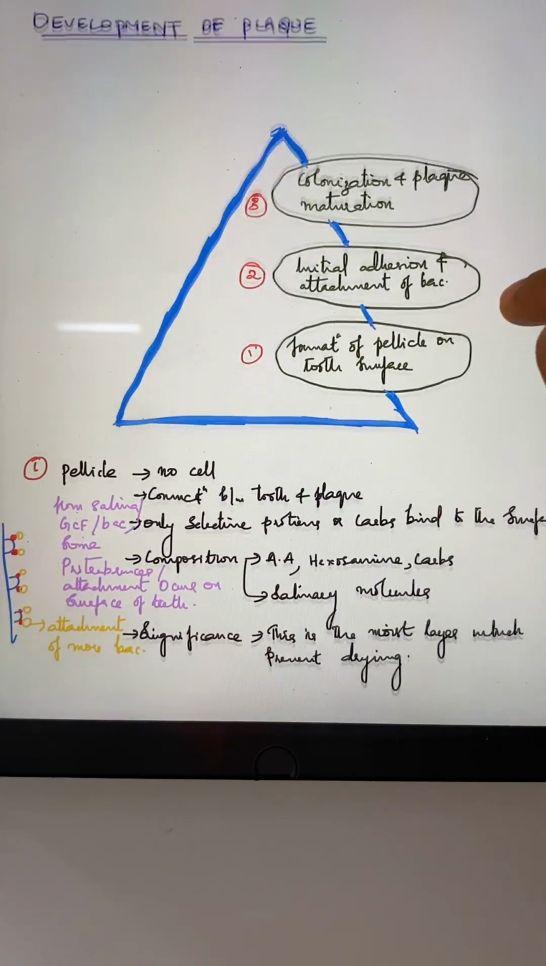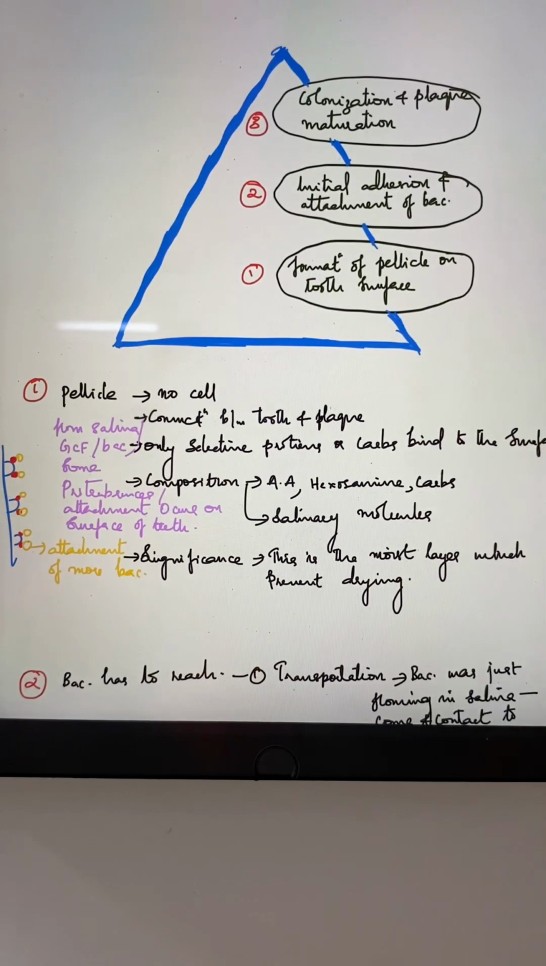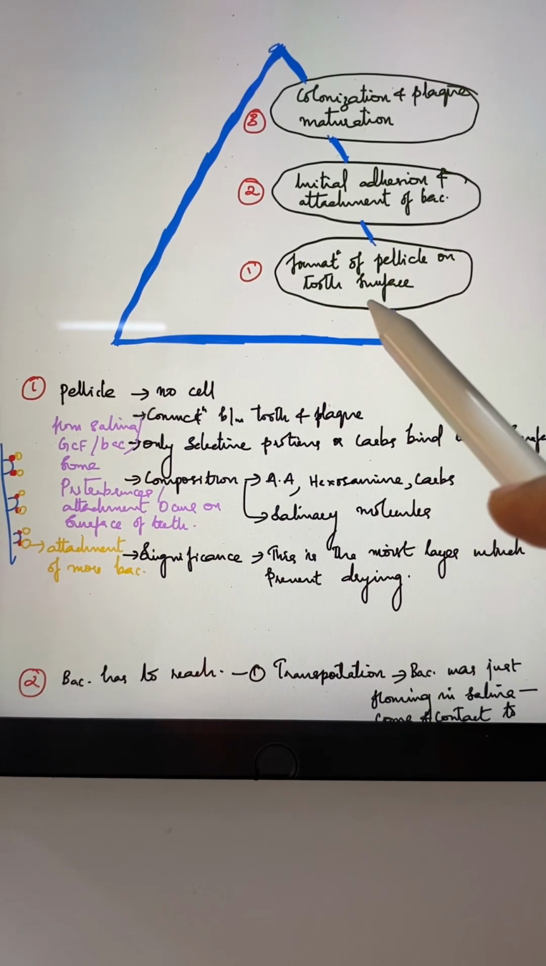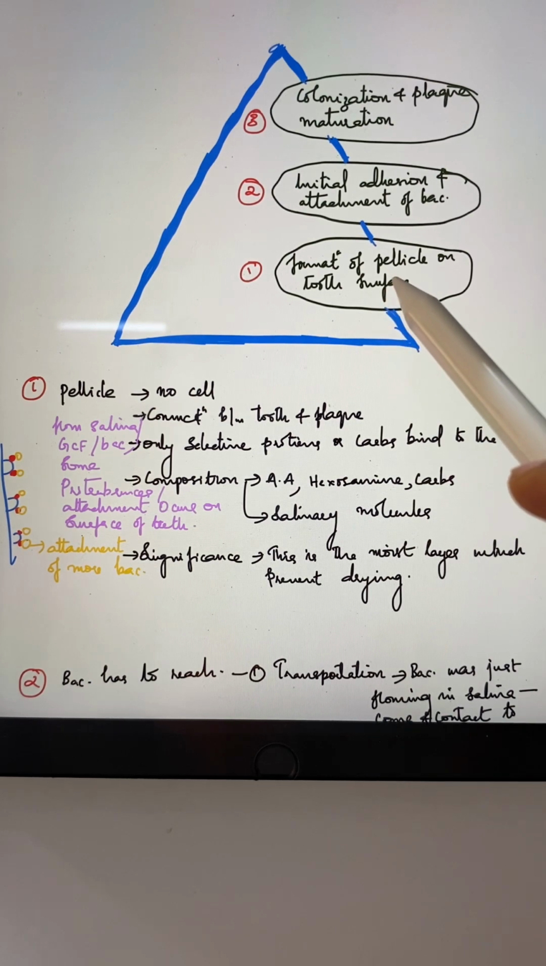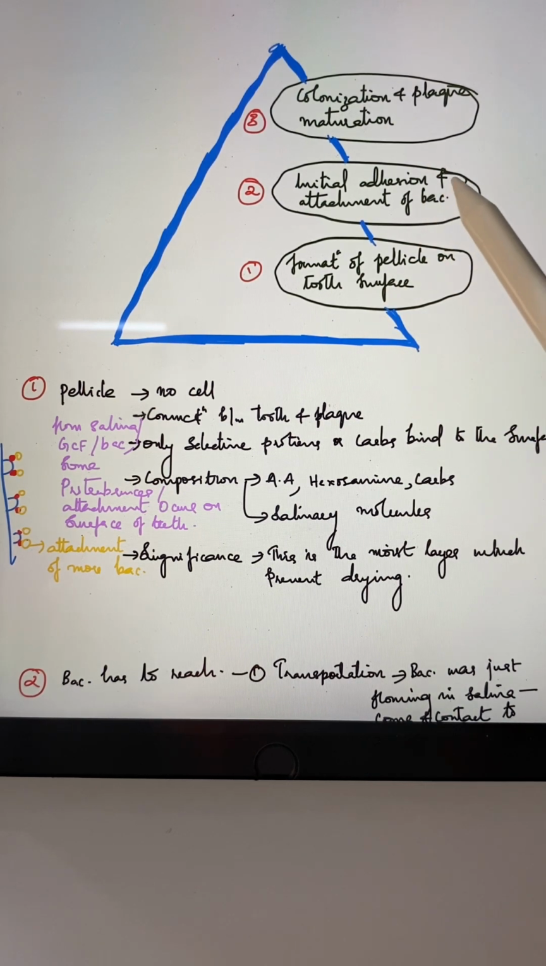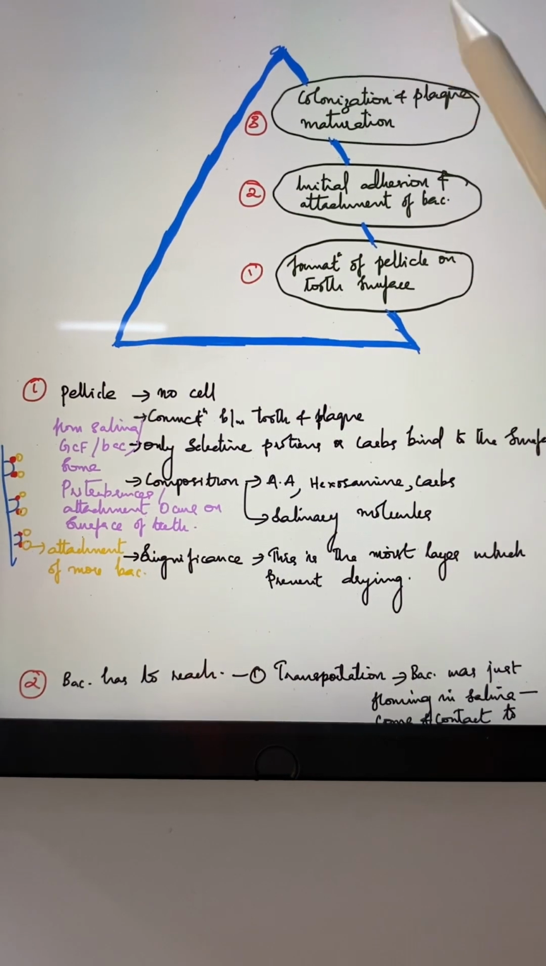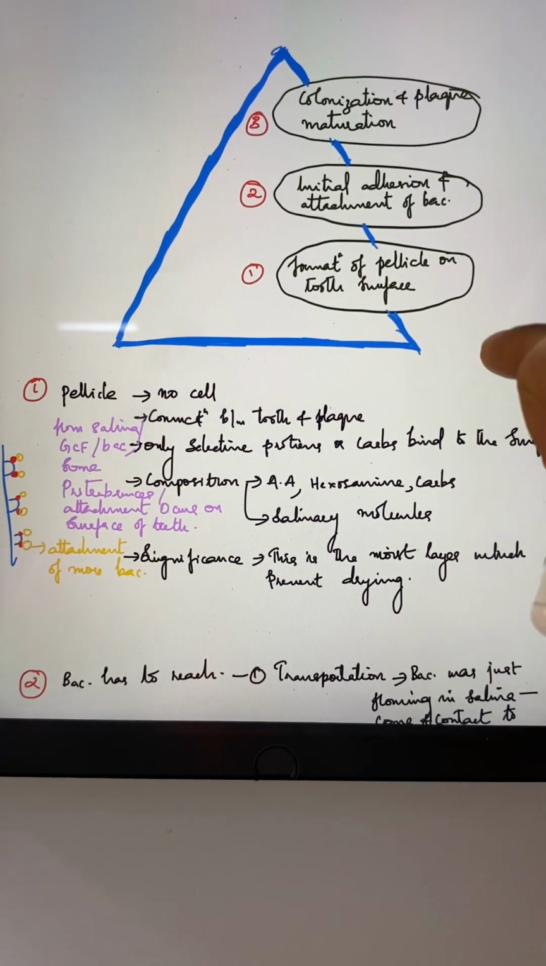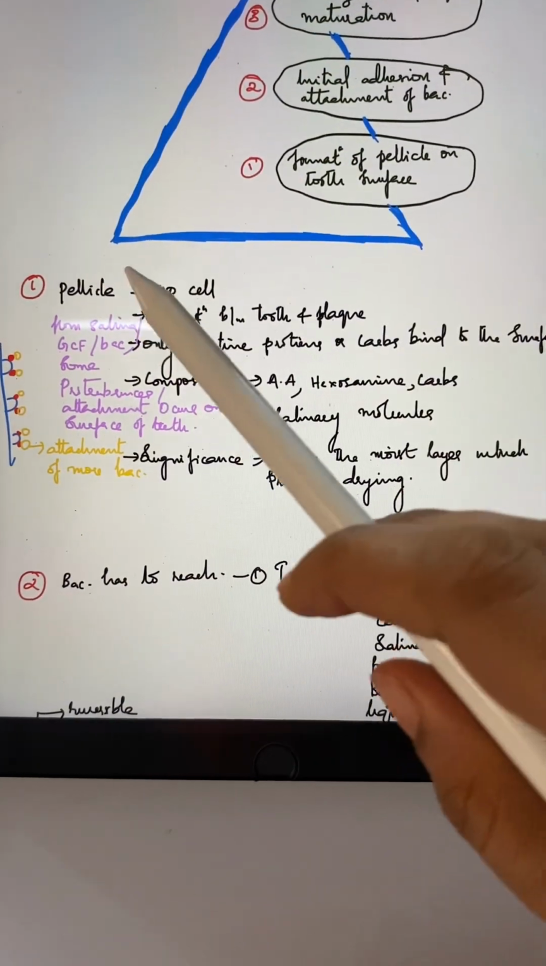Next is the development of plaque. Usually the first stage is the formation of the pellicle on the tooth surface. That is the initial stage. After that, initial adhesion and attachment of bacteria. Then the last stage is colonization and plaque maturation. So first we will see how the pellicle formation occurs.